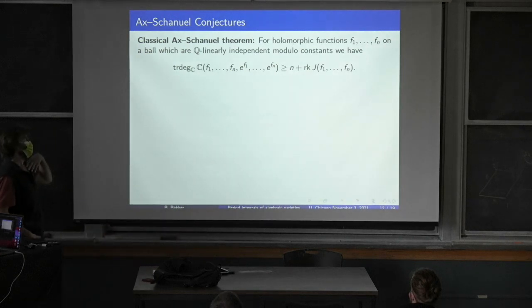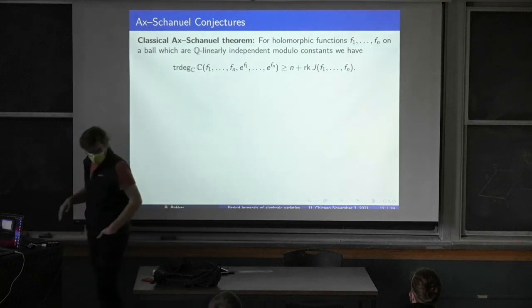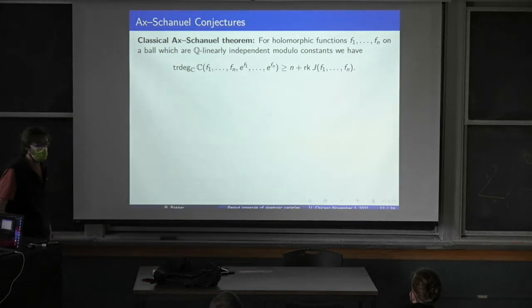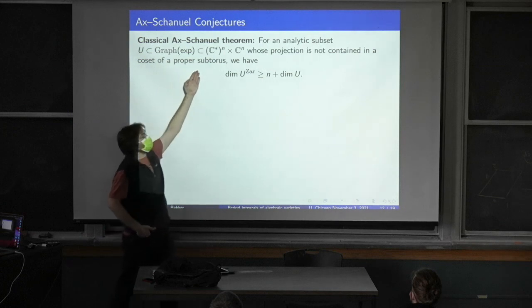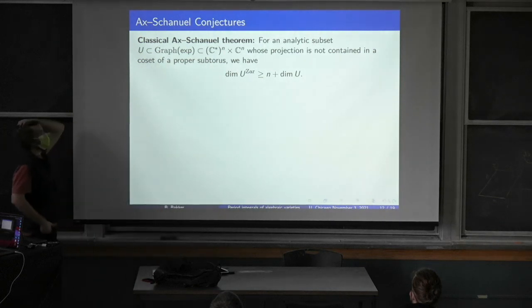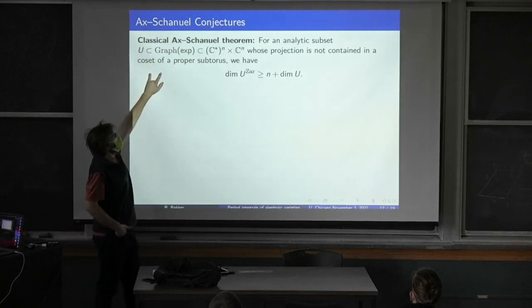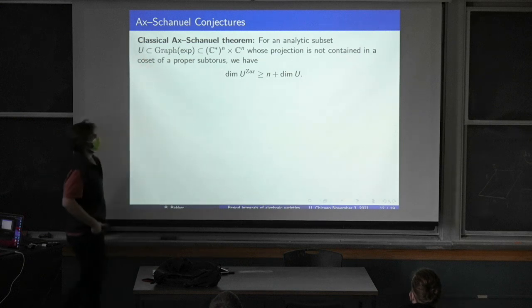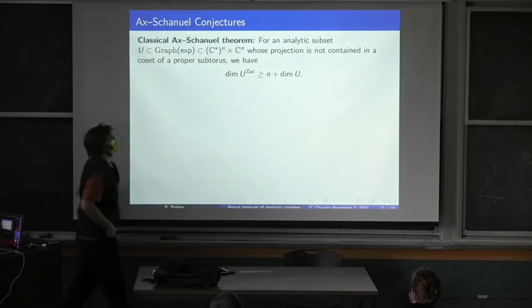Now, this is the way that Ax originally phrased his theorem, but it is sometimes useful to think of it a little more geometrically. So here is an alternate formulation. Suppose we consider a complex analytic subset of the graph of the exponential in the product, whose projection is not contained in the coset of a proper subtorus. Okay, so this condition is preventing us from having a Q-linear relation among the coordinates of this group. Right? In C^n, not being Q-linearly dependent is the same as not being in the coset of a proper subtorus.